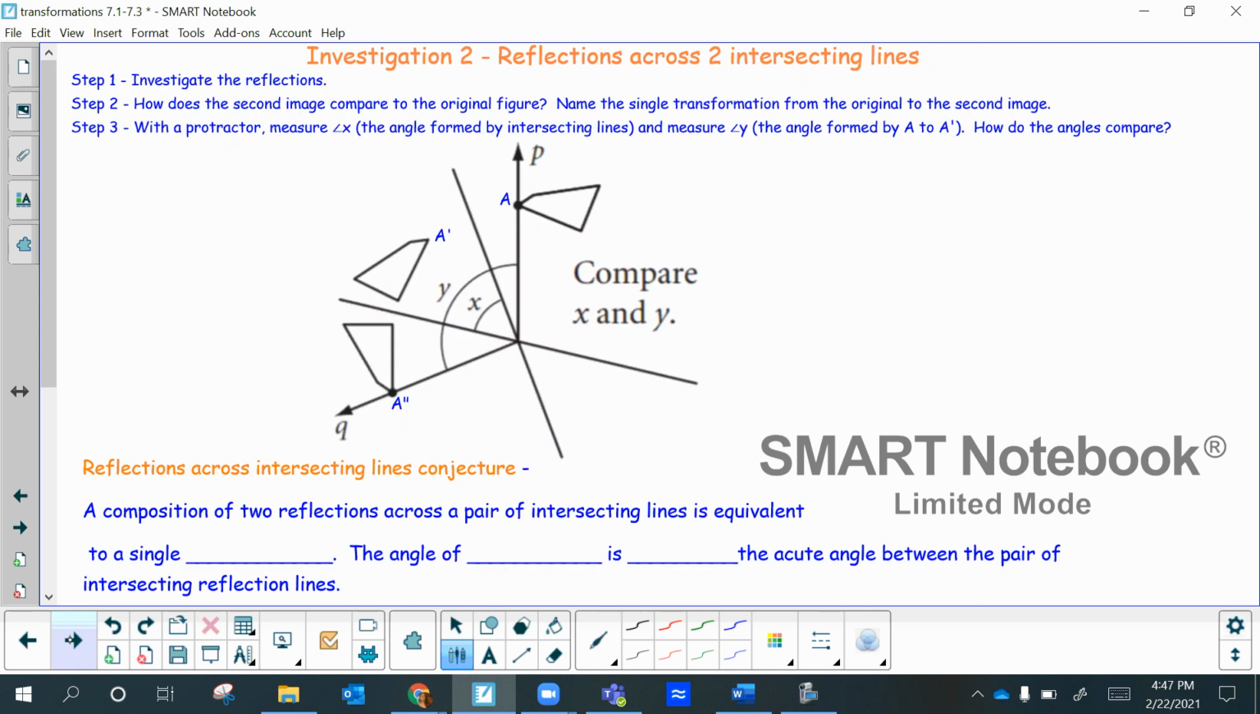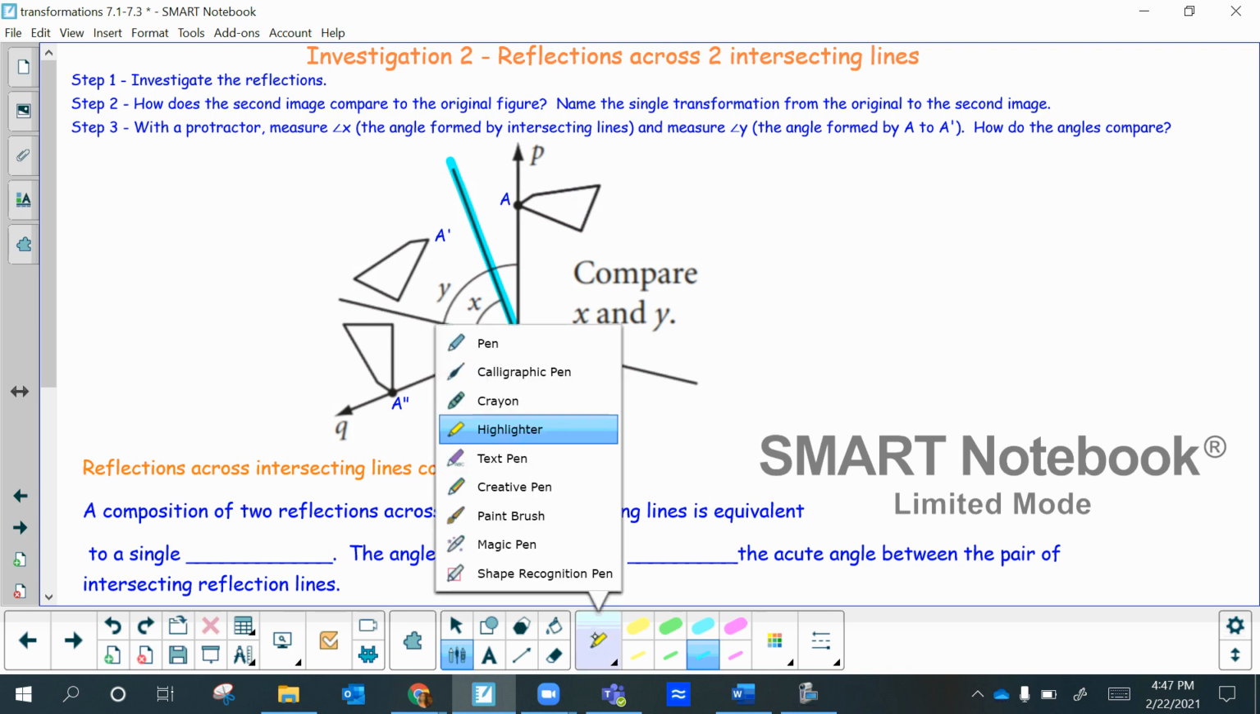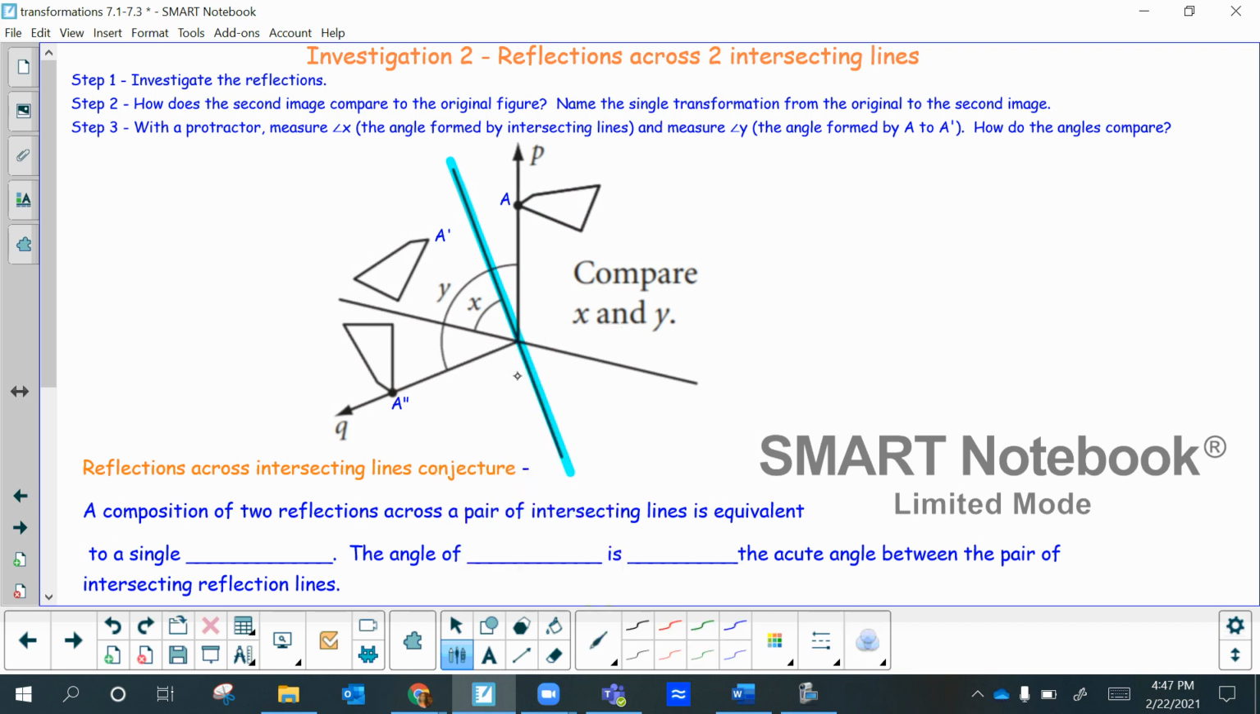Okay, let's go look at one more. This one is another composite transformation, and this is going to be two reflections again, but the lines are slightly different. So it says investigate the reflections. So we have two lines here. We have this line here, where the first reflection takes place. This figure right here looks like it's a quadrilateral. This quadrilateral is being reflected over here. So this one is being reflected there.